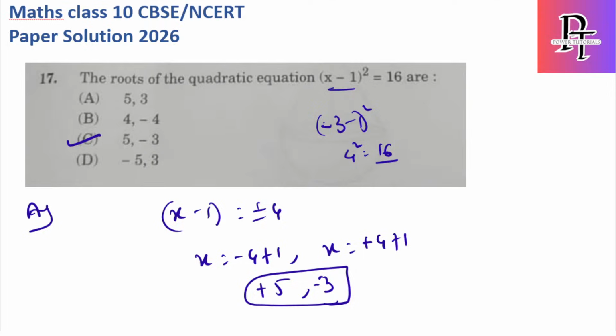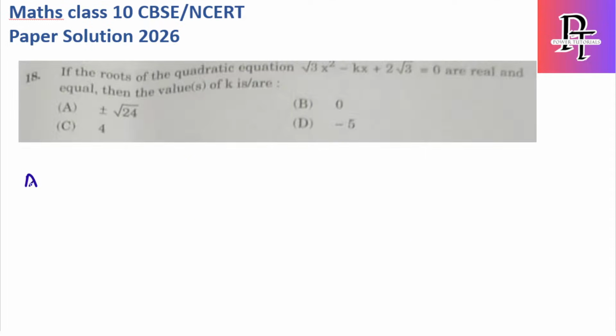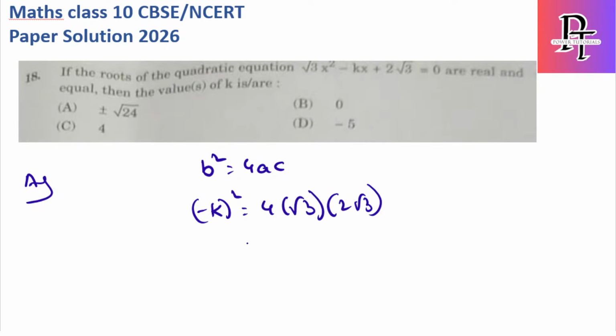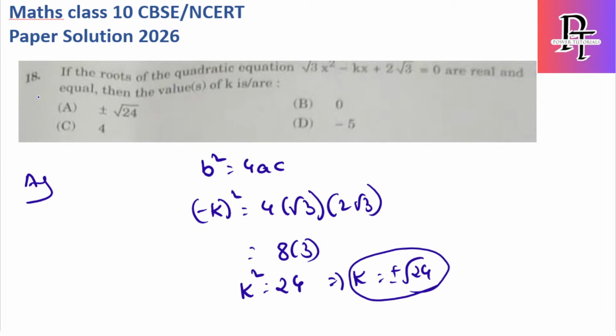Let's move to the next one, 18th question. If the roots of the quadratic equation are real and equal, then the values of k are, okay, for real and equal, what is the condition? B square is equal to 4ac. What is b value? Minus k, so minus k whole square is equal to 4 into a value, which is root 3, and c value is 2 root 3. So 4 into root 3 into 2 root 3, so it is 8 into 3, which is 24. So k square is equal to 24, so k value is plus or minus root of 24. So again we got the answer as E.